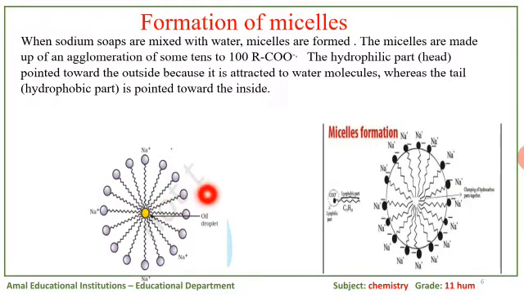It's pointed outside from the oil droplet or the dirt toward the water since it is water-loving or hydrophilic. Whereas the tail, which is the hydrophobic part, is represented here. It's pointed toward inside, toward the oil droplet, since it is lipophilic or fat-loving. Okay, this shape is called the micelle. So in this way, the micelle is formed.